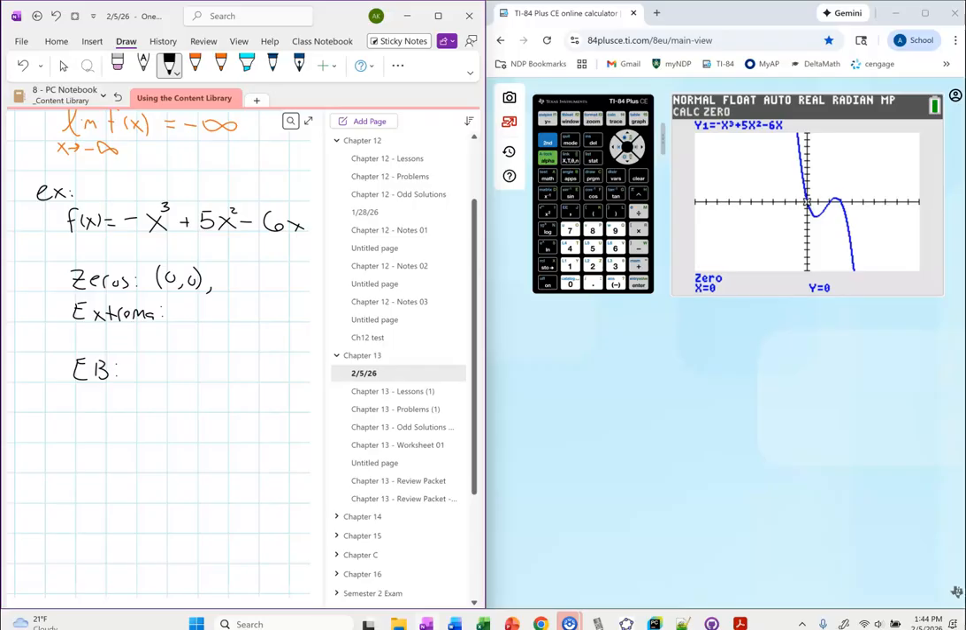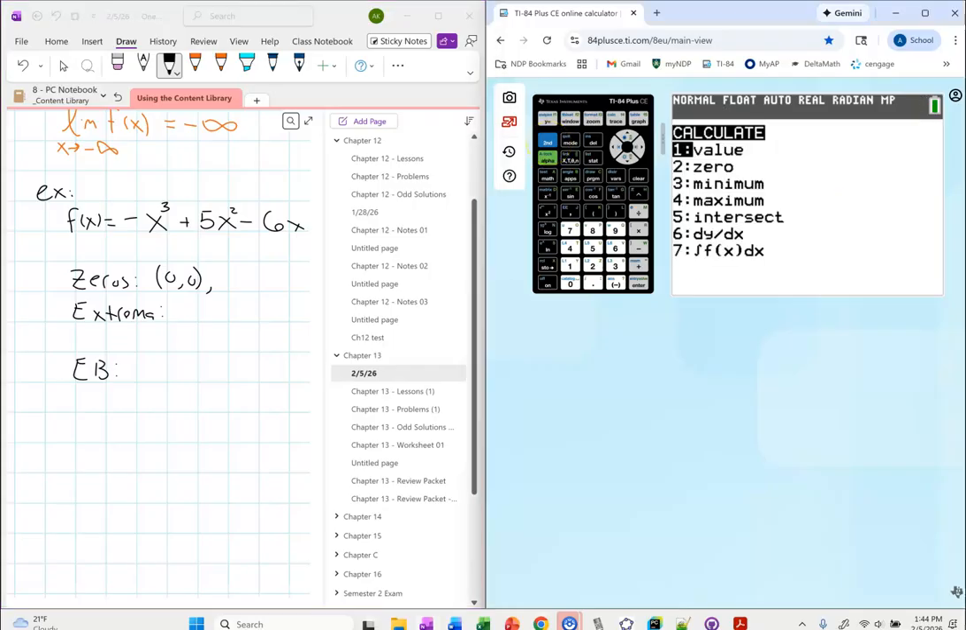Does everybody feel okay there? Repeat that process and find the next 2 points. I'll do the same thing while you guys are working, and we'll see if they match.